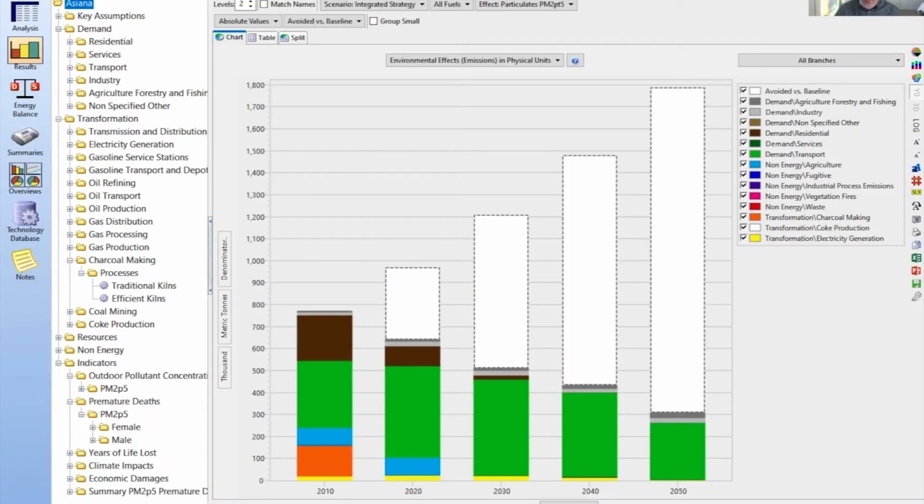So here we are looking at the results for the integrated strategy scenario. You can see that there's a dramatic reduction in emissions. More than 3/4 of the emissions are avoided relative to the baseline scenario. LEAP has some very nice ways of visualizing scenario results. Here, the dotted line shows you what you've avoided from one scenario versus another.